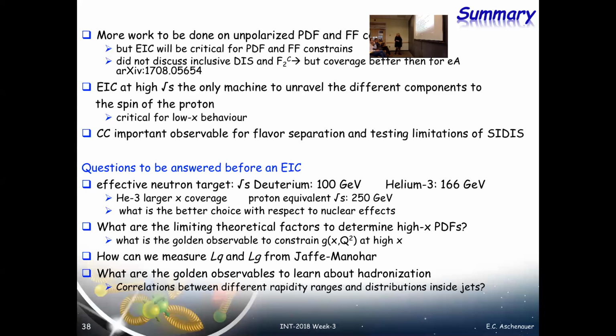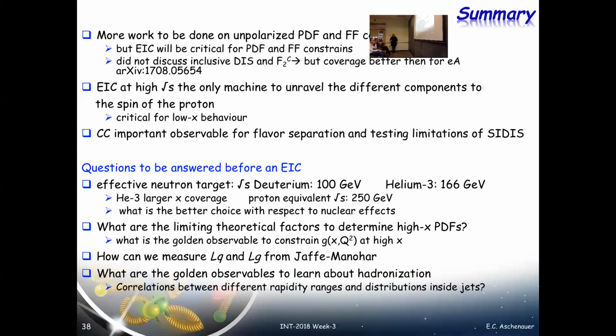For the high-x PDFs, I would really like to understand what are the limiting theoretical factors to determine high-x PDFs. Even if I'm at a Q squared of 100, is there still some issue with higher twist? I don't think so, but what are the limiting factors? And what is the golden observable to constrain the gluon at high x? I think it is F2 charm and FL charm, and maybe an FL measurement, but I don't think you can get it from the inclusive type of things, because the precision would be limited.